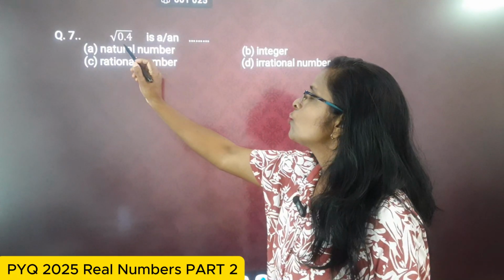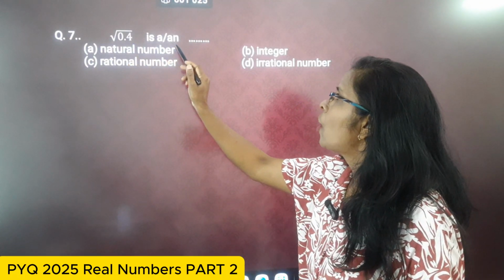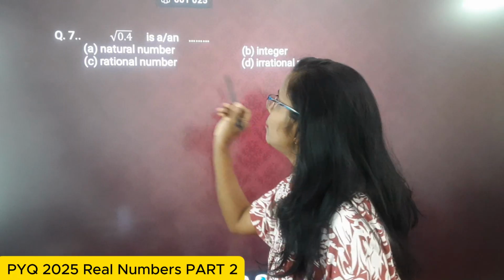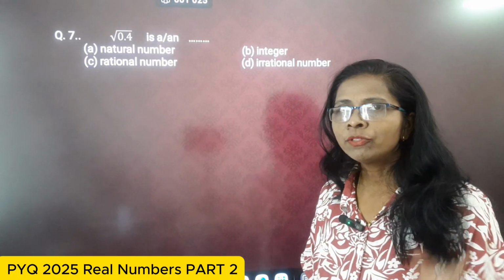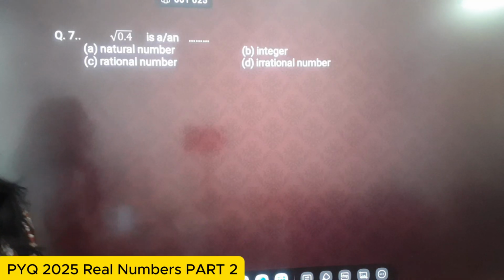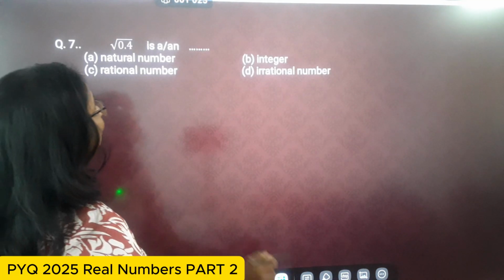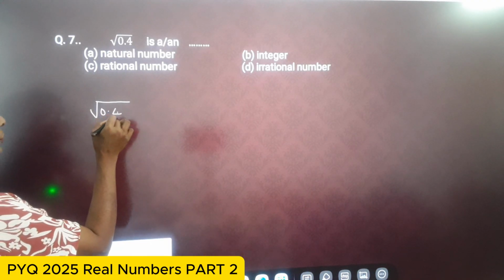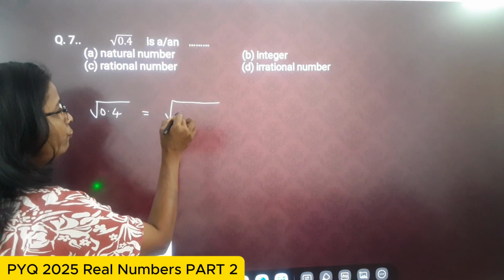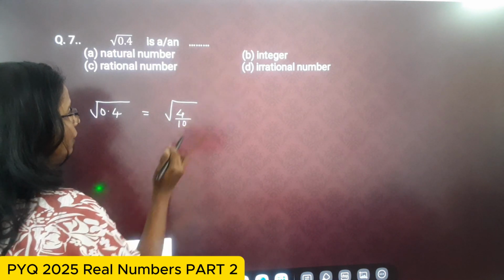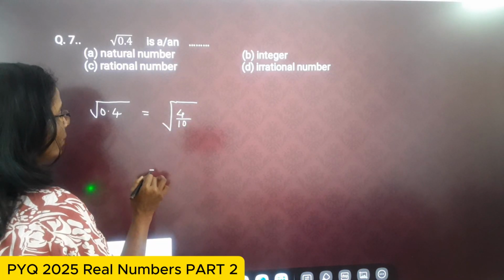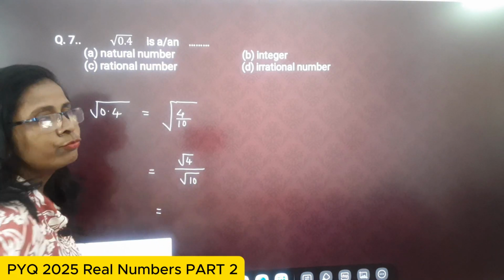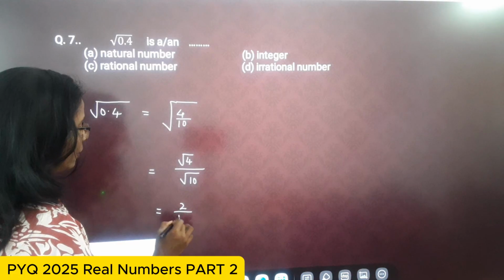Question 7, students. The square root of 0.4 is a dash. Options are natural number, integer, rational number, and irrational number. First we factorize: the square root of 0.4 is the square root of 4 divided by 10. So the square root of 4 divided by the square root of 10.